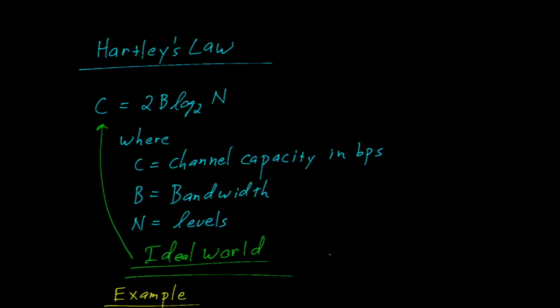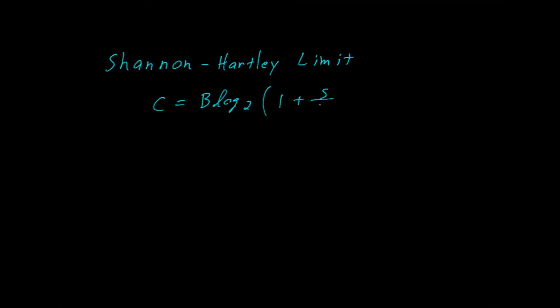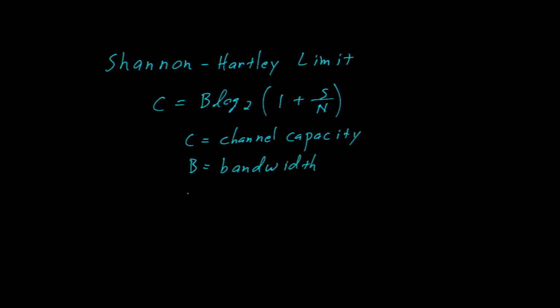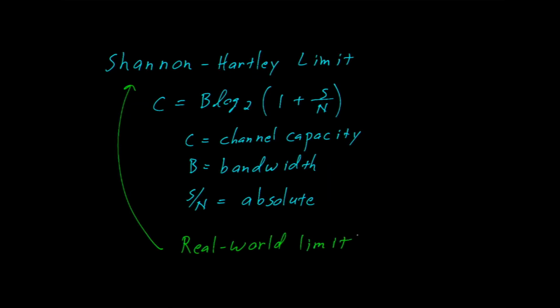To account for that noise, we have another equation known as the Shannon-Hartley limit. The equation states that the channel capacity is equal to the bandwidth by the log to the base 2 of 1 plus the signal-to-noise ratio, where C is channel capacity, B is the bandwidth, and SNR is the absolute signal-to-noise ratio. Absolute here means the non-dB signal-to-noise ratio. You could think of this as a real-world limit that does indeed account for the noise.